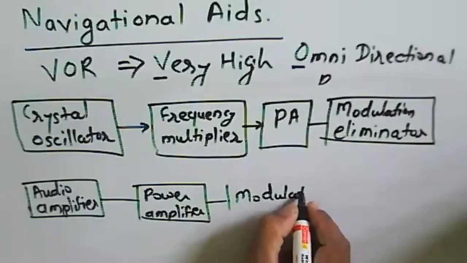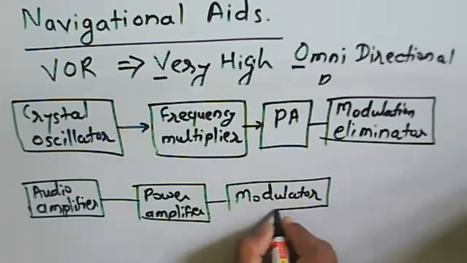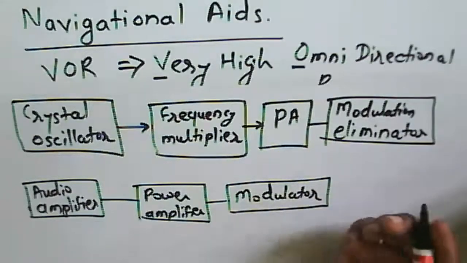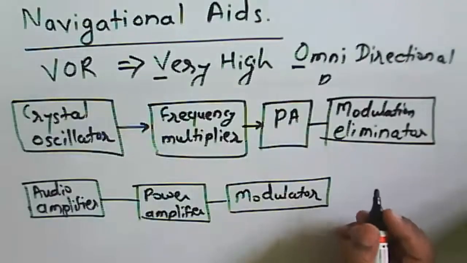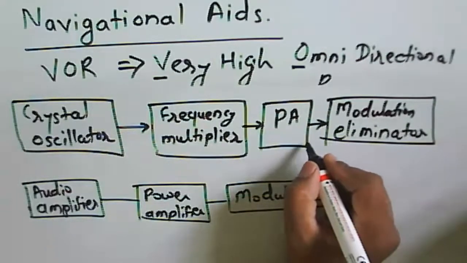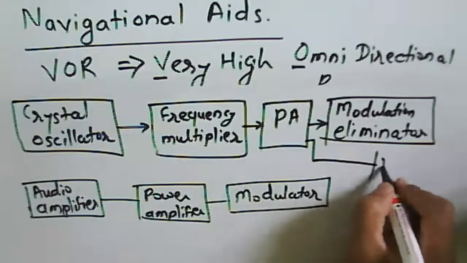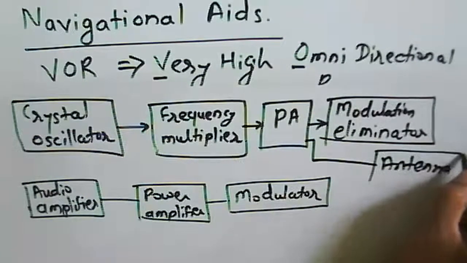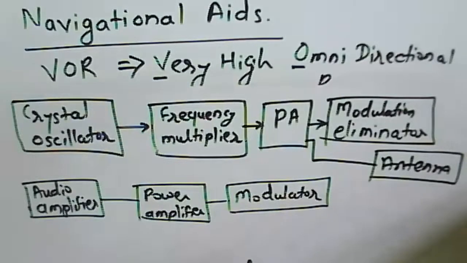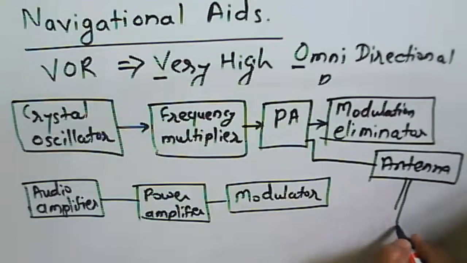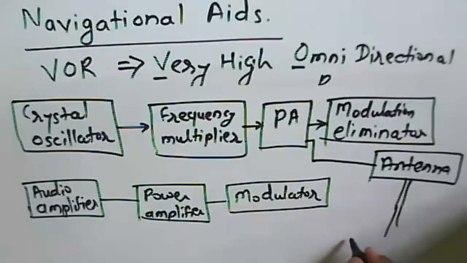Then a modulator. Then we have a signal to be transmitted from the power amplifier. So that's why we can say that the output of a power amplifier goes to the antenna. This one is about the antenna. The antenna is a rotating one, so that's why we need to use a rotary shaft for the antenna.